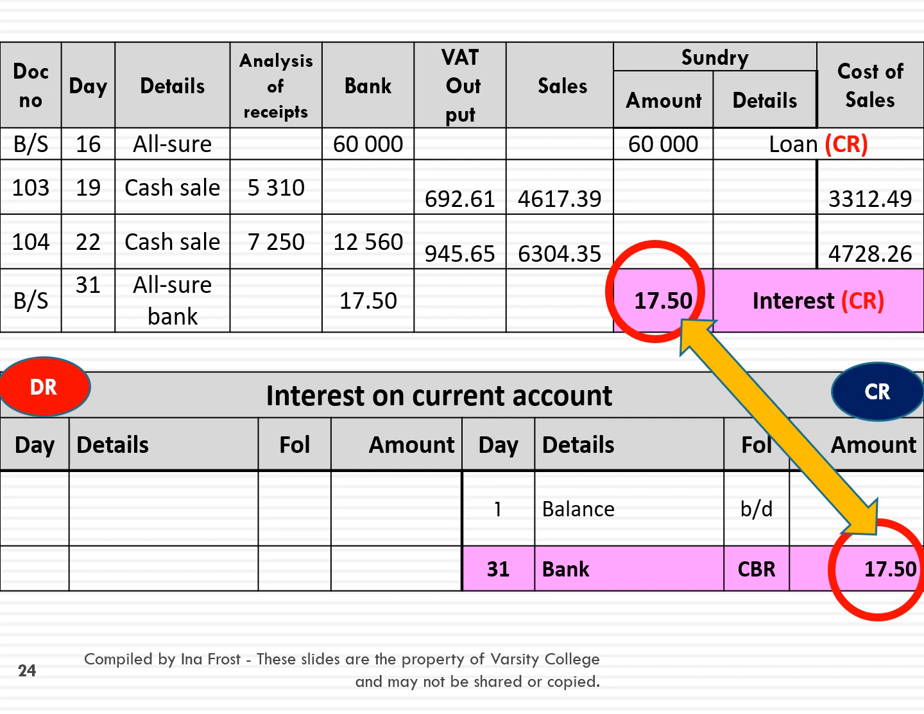Okay, so now that you've rejoined me in the video, this is how we post the interest amount to the general ledger. And again, it goes on the credit side. I've got my details as bank, I've got my folio as cash book receipts, and I've got my amount, 17 rands 50.